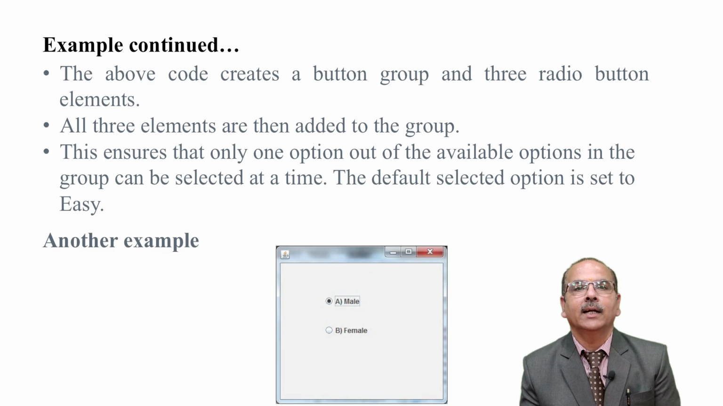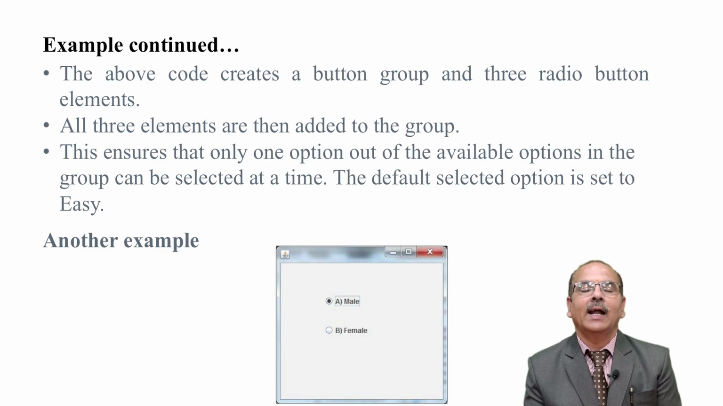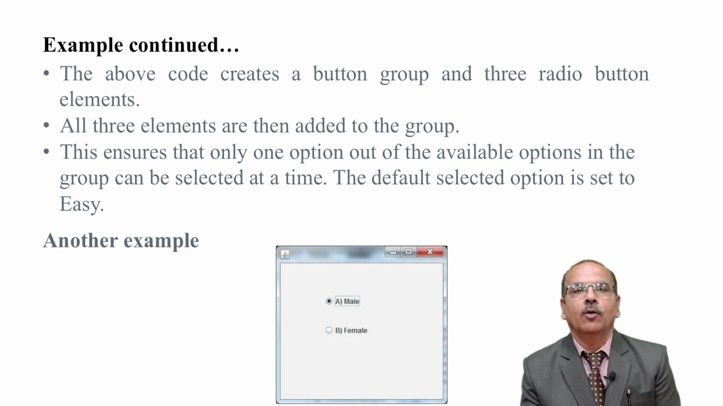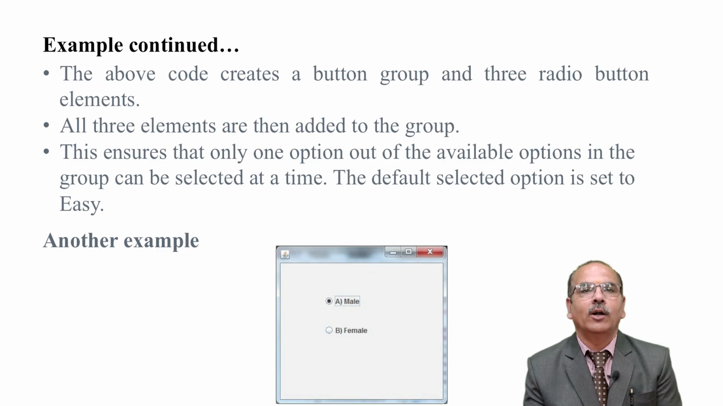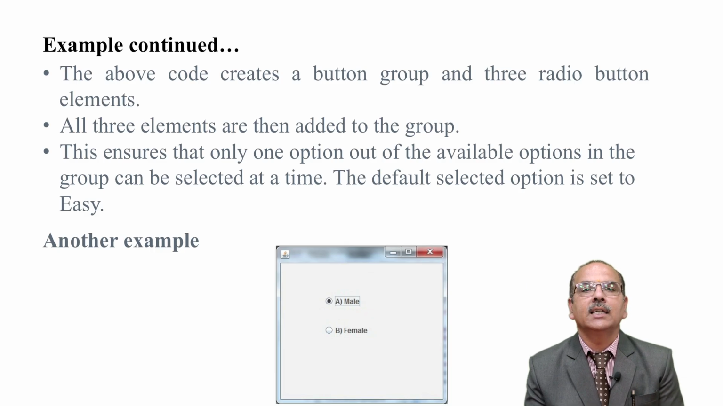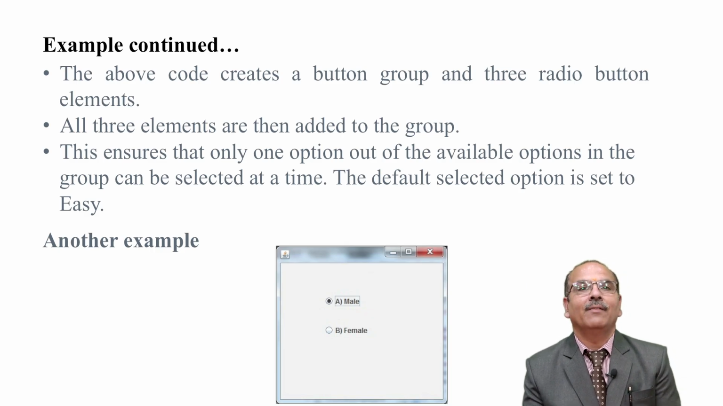Now this will create a button group, and we will have three choices over there: easy, medium, then hard. Here only one option is selected at a time. So we will have easy selected, because we have given the boolean as a choice for easy.